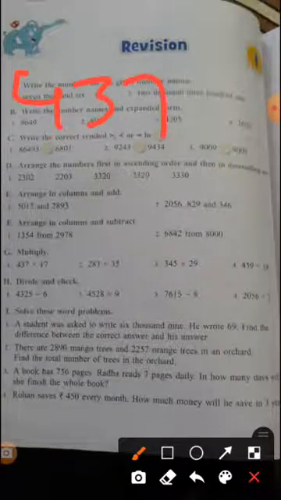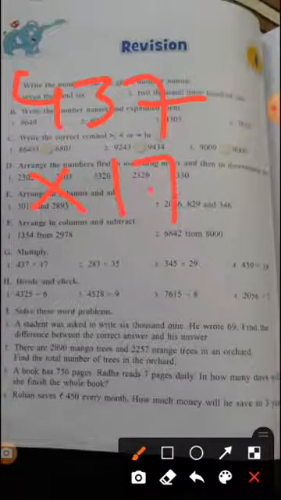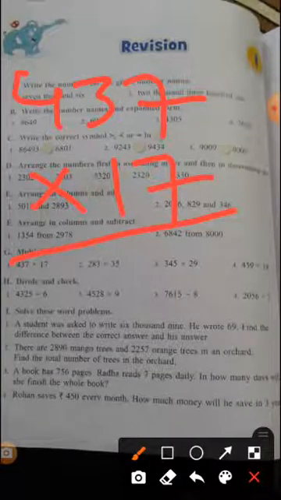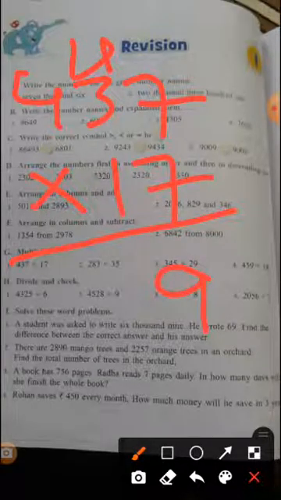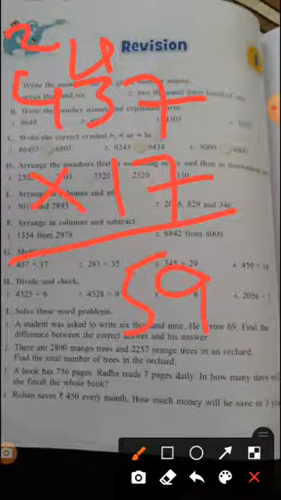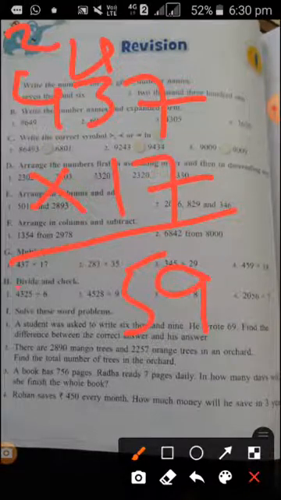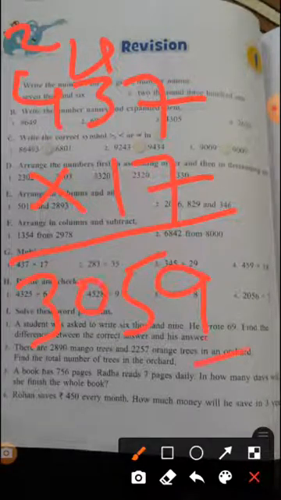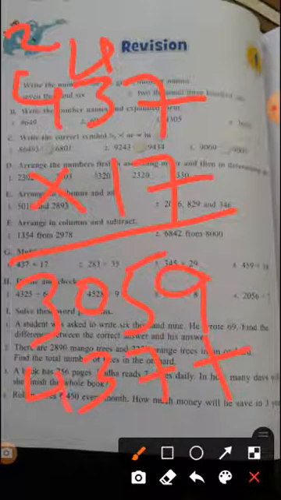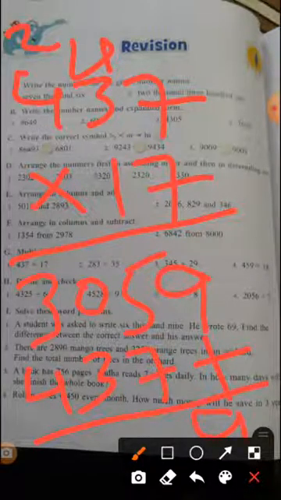437 multiplied by 17. 7 sevens are 49. 7 threes are 21 plus 4, it becomes 25. 7 fours are 28 plus 2, it becomes 30. Plus, 1 sevens are 7, 1 threes are 3, 1 fours are 4. 9 as it is.